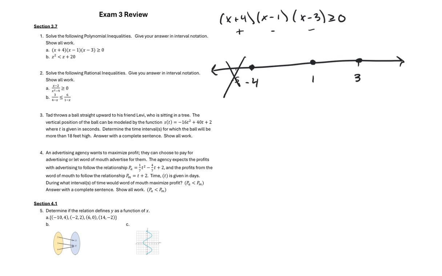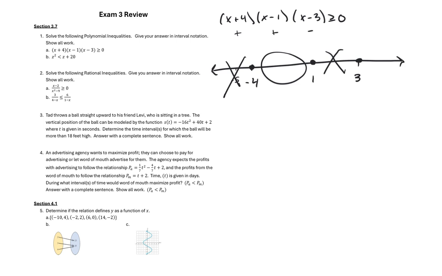Let's talk about this region here. If we put in +2, what's going to happen? If we put +2 into the first factor, we'll get a positive number. Into the second, we'll get a positive number. Into the third, we'll get a negative number. So positive times a positive is a positive, times a negative is negative, and we need this to be positive. So this region's out.